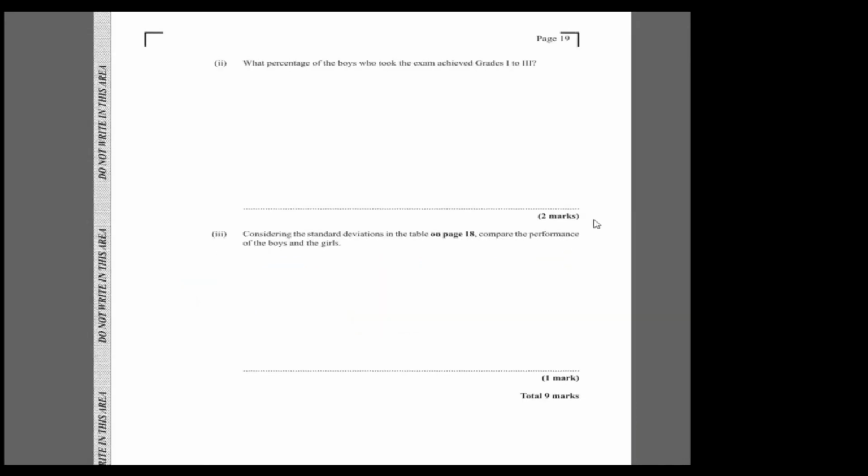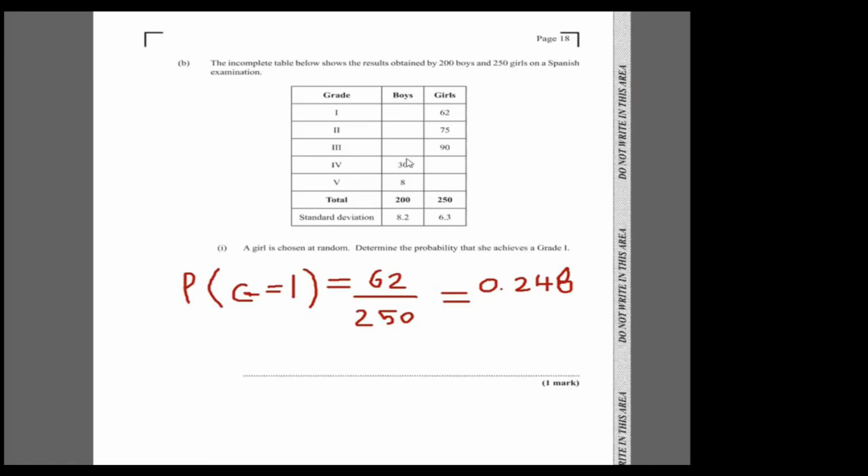Okay. Now it says, what percentage of boys who took the exam achieved grades 1 to 3? Now guys, there are 38 boys that failed the exam. So the percentage that pass, which is getting 1 to 3, is the total amount that pass. Let me write it down. The amount of boys that get 1 to 3 is going to be 200 minus 38. And so in total, there are 168 boys that get 1 to 3. So now we can find the percentage of boys who get 1 to 3.